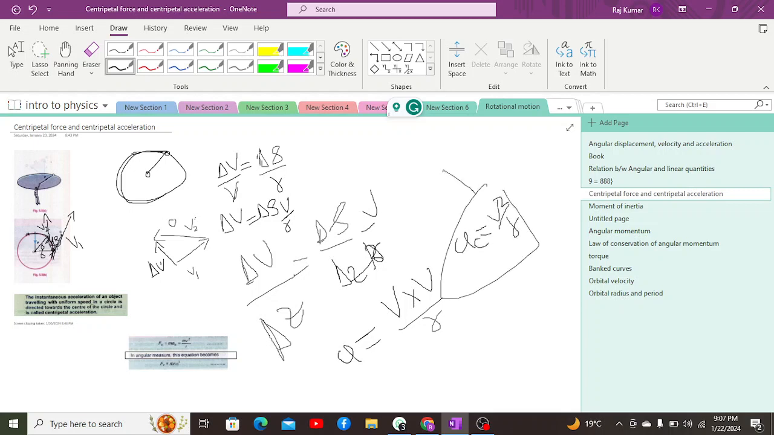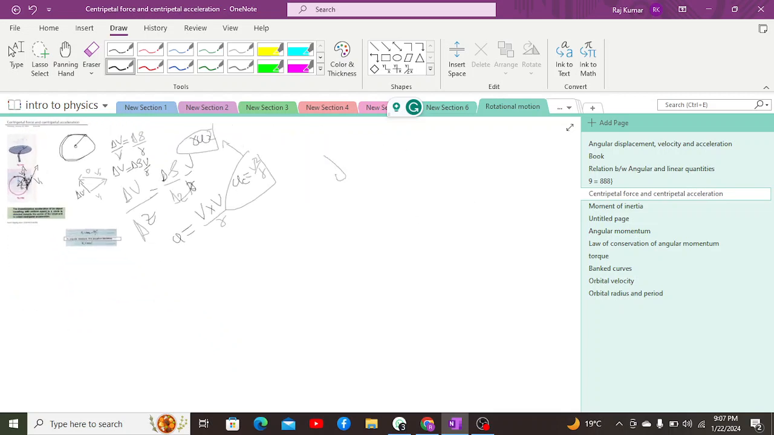Now when we further manipulate it, we can also convert it into r omega square by putting the value of v, which is equal to r omega. Now we can also further manipulate it. How? We can take the value of omega as 2 pi f, whole square. It will be equal to 4 pi square f square r. This is what we call the radial acceleration. Radial acceleration has its formula as 4 pi square f square r.